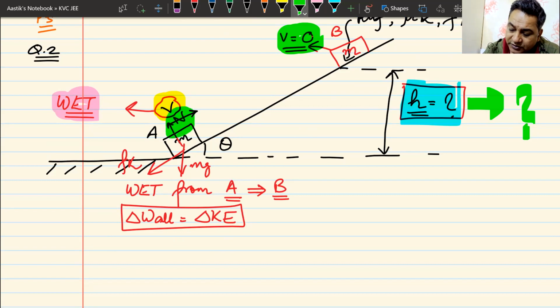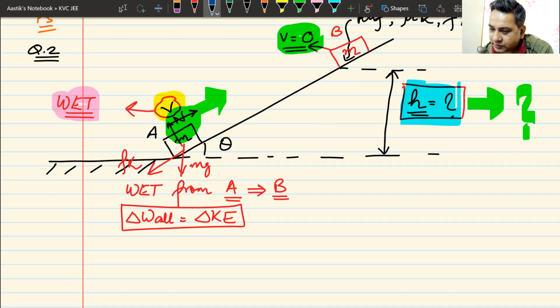Let us first talk about the normal reaction. What is the work done by normal reaction? This you must know at least. No one knows the work done by normal reaction? Okay. Your part two IIT is getting tougher day by day.